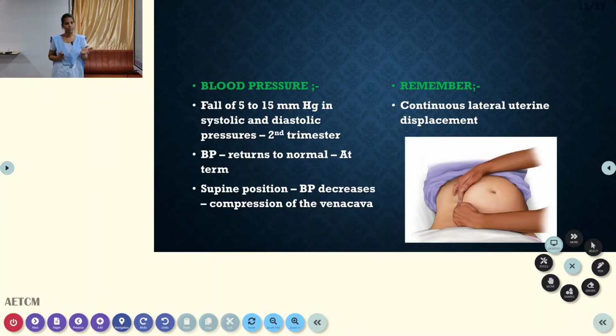Next, blood pressure will fall 5 to 15 millimeters of mercury in both systolic and diastolic by the second trimester, and it returns to normal at term. In the supine position, BP will decrease because of compression of the vena cava, so we want to remember to manually displace the uterus. This is the diagrammatic representation of the manual displacement of the uterus.